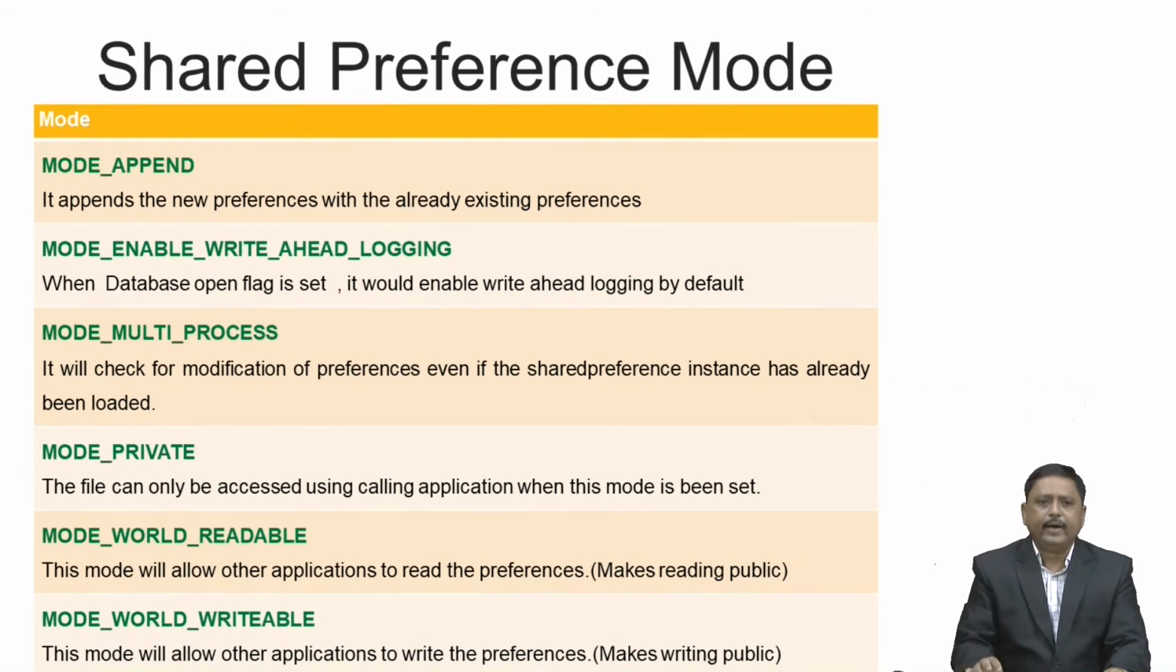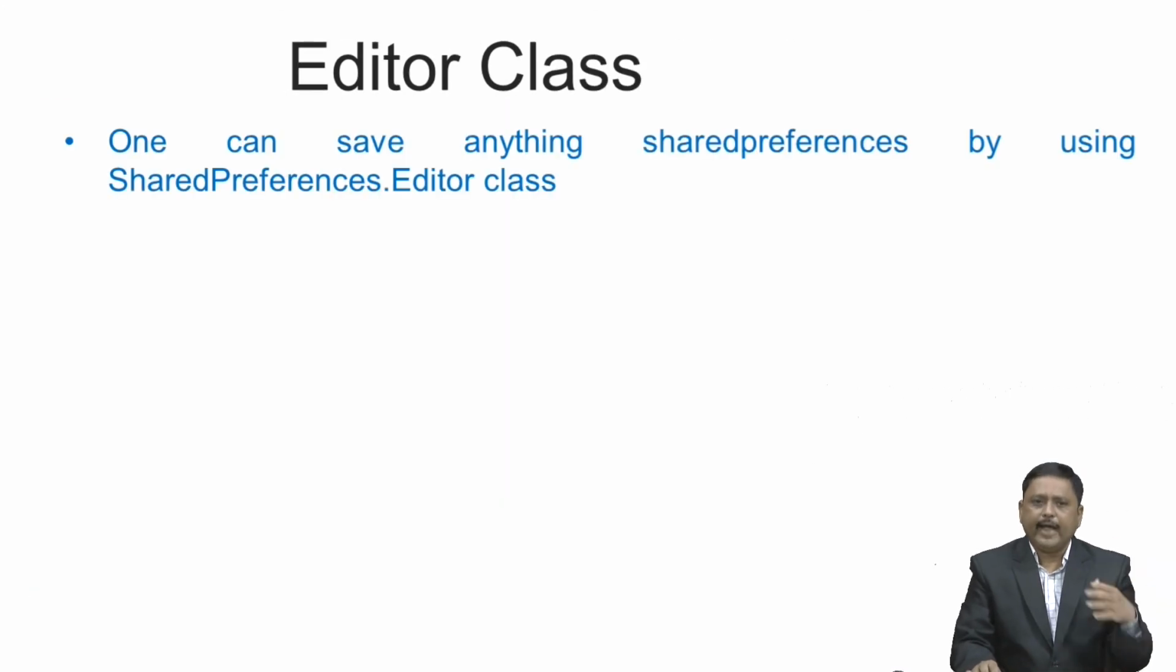So there is MODE_APPEND, which appends the new preference with the already existing preferences, MODE_ENABLE_WRITE_AHEAD_LOGGING, MODE_MULTI_PROCESS, MODE_PRIVATE, MODE_WORLD_READABLE and MODE_WORLD_WRITEABLE. Every mode has a different meaning that you can see on the screen, and depending on your requirement you have to use your mode. Now how to put actual data inside these SharedPreferences? For that we have to use the Editor class. One can save anything in SharedPreferences by using the SharedPreferences.Editor class.